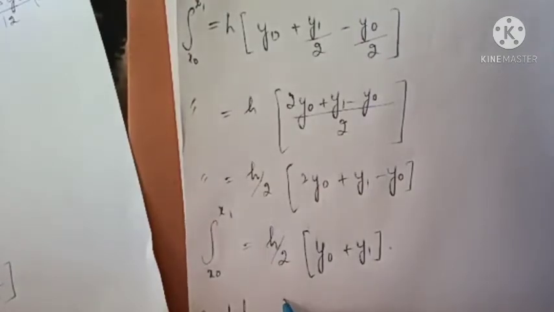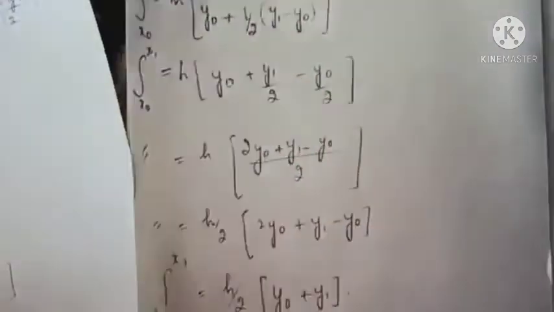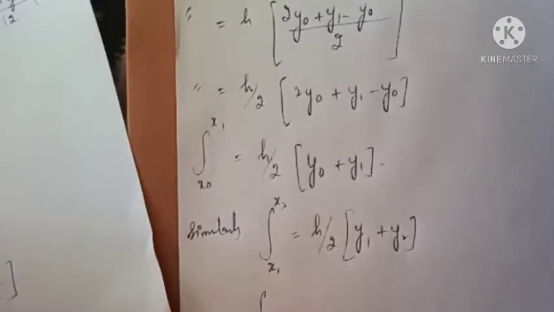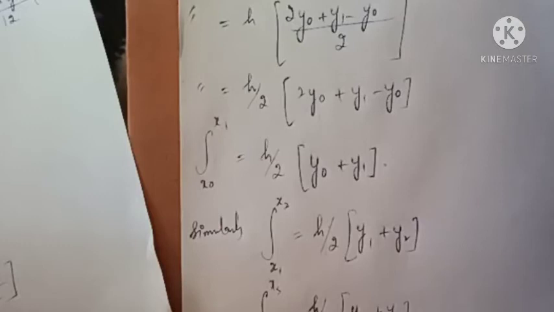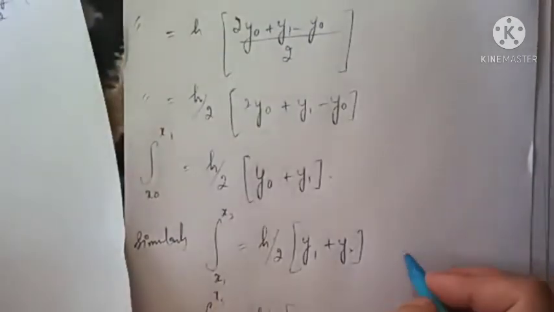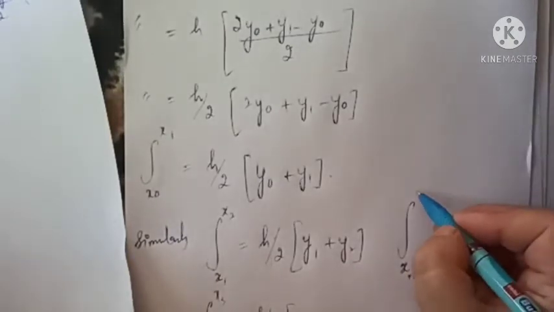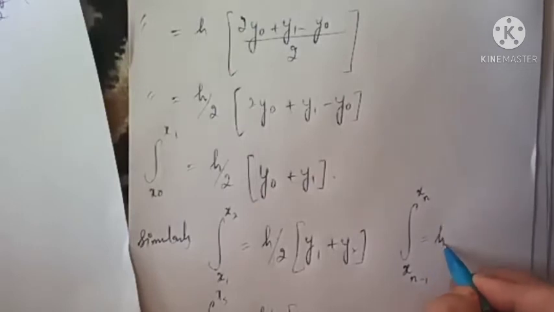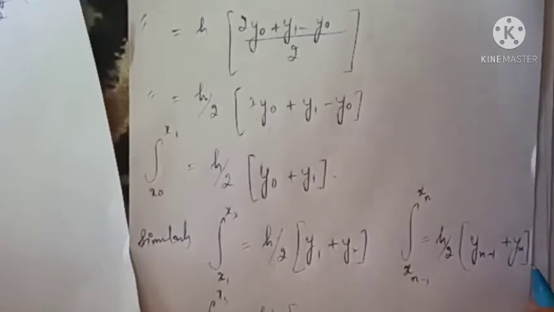similarly, if I have to integrate from x1 to x2, I will get h divided by 2 times y1 plus y2. Similarly, if I have to integrate from x2 to x3, the next two points, this will be h divided by 2 times y2 plus y3, and so on up to x of n minus 1 to x of n, where the integral will be h divided by 2 times y of n minus 1 plus y of n.